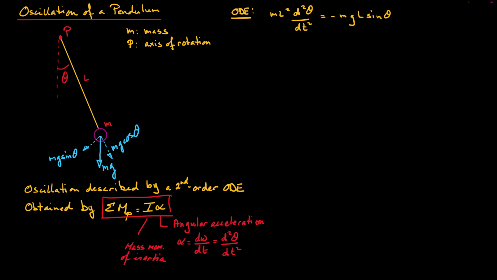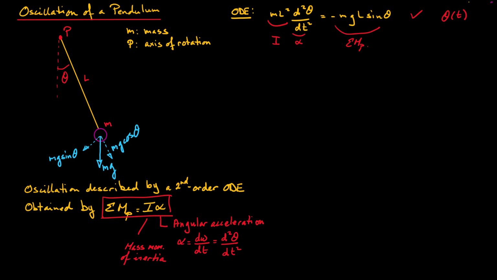Nevertheless, this leads to the ODE given here, which we are going to try to solve in order to obtain the angular displacement as a function of time. So for those who have studied dynamics before, you will recognize that this is our mass moment of inertia. This is the angular acceleration alpha. And this is the net moment about point P, which we note that the only force exerting a moment about point P is the component of the weight perpendicular to the moment arm L.